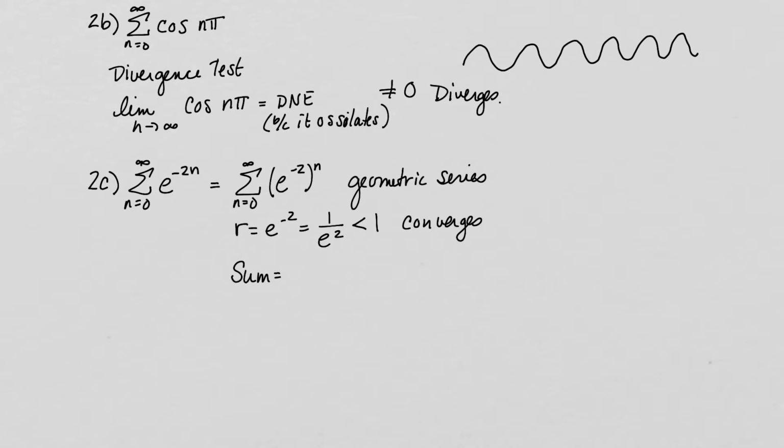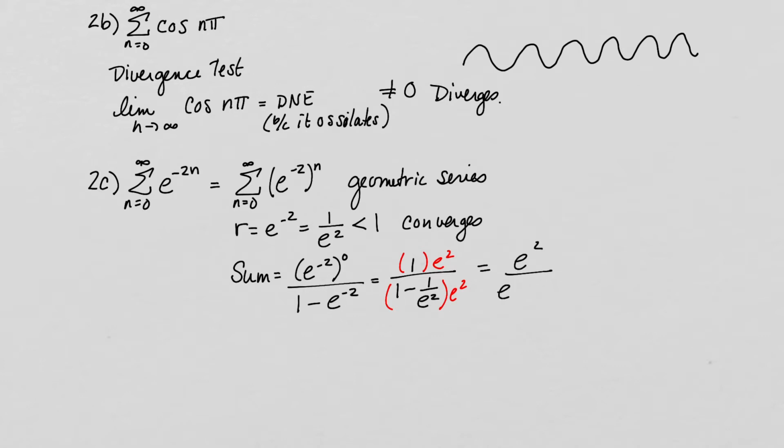So the sum is going to be, again, the first term. So we're going to have e to the negative 2 to the 0 power, all divided by 1 minus e to the negative 2. So e to the negative 2 to the 0 power is 1. So 1 over 1 minus 1 over e squared. Just like in the problem on the last page, I'm going to multiply top and bottom by e squared to get rid of that complex fraction. So I have e squared over e squared minus 1. So that is what the sum would be.